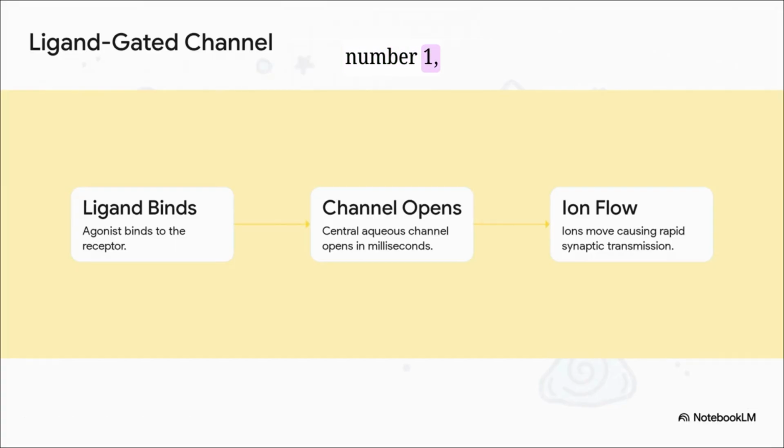Let's start with family number 1, the ligand-gated ion channels. You might also know them as ionotropic receptors. These guys are built for one thing, and that is pure speed, specifically fast synaptic transmission. Imagine a structure with a central water-filled pore. The ligand binds, the channel pops open in milliseconds, and ions just flood in or out. This causes instant membrane depolarization or hyperpolarization. Classic examples here are the nicotinic acetylcholine, NMDA, and GABA-A receptors. In fact, this pathway is exactly where drugs like benzodiazepines, barbiturates, and succinylcholine exert their incredibly rapid effects.